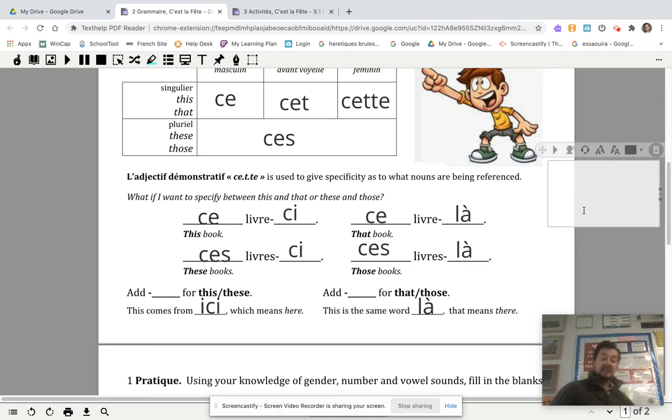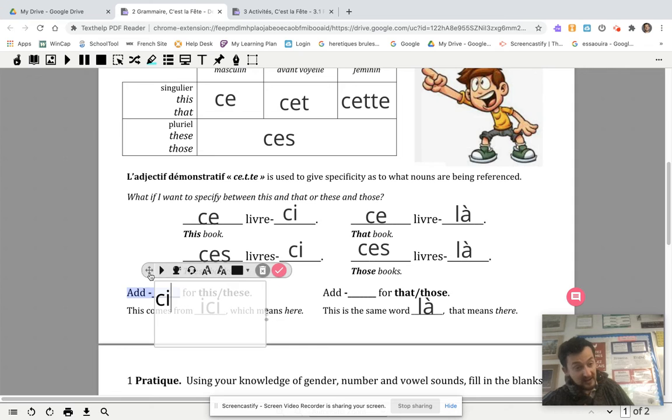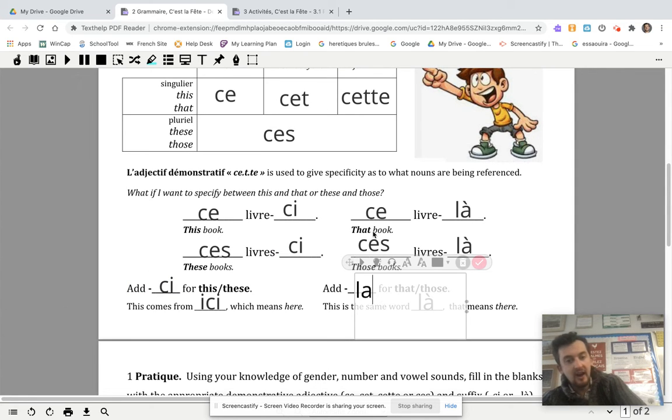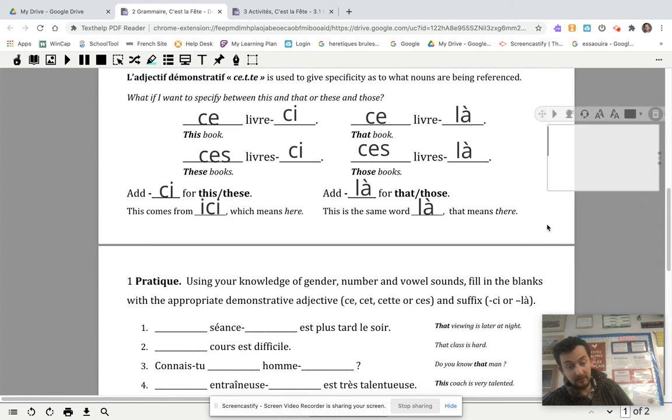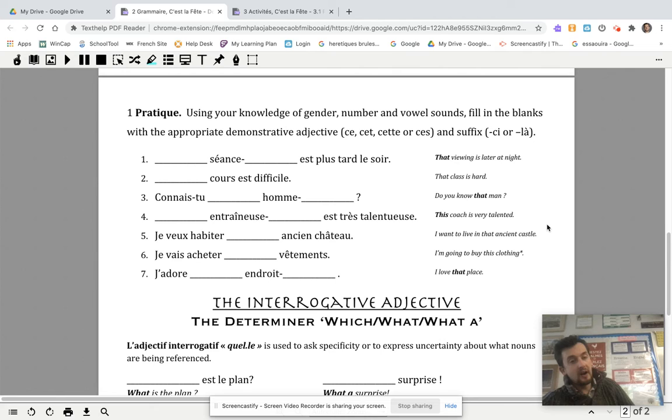So that's an added thing that you will have to worry about on quizzes. Am I saying this or that? I need to add ci and là. So you need to be prepared with those 2 words. Ci, which again should be easy because of ici, and là, which should be easy because you already know the word for there. So again, just to recap, French people say this book here, that book there. Okay? They specify. All right.